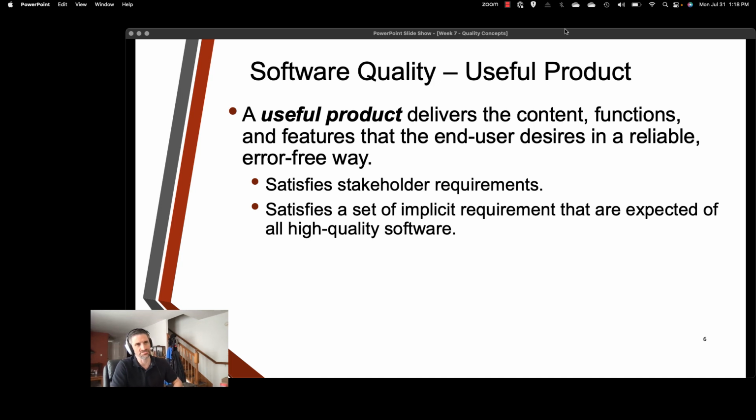Let's take Microsoft for an example. I like Microsoft OneNote. I use Microsoft OneNote on the regular. I like the way it organizes things. I like the way it does most things. It's reliable, in that it works every time that I use it. It works the correct way. I won't say it's error-free.